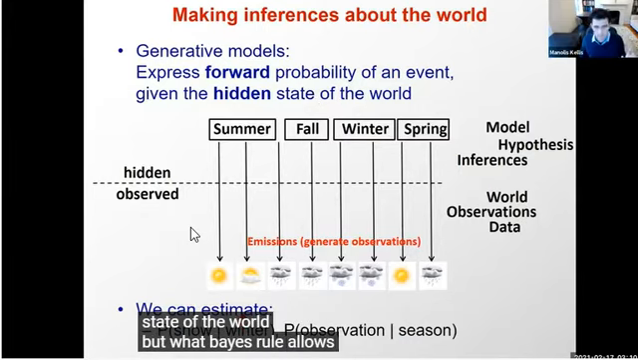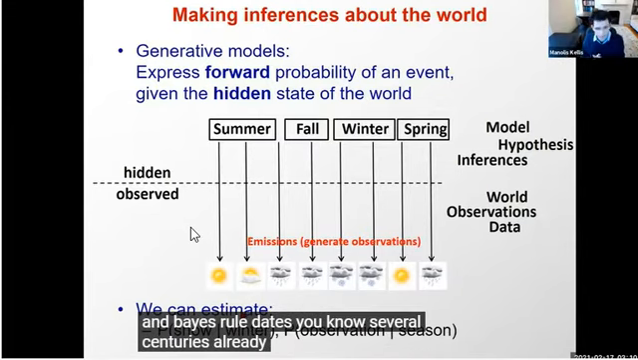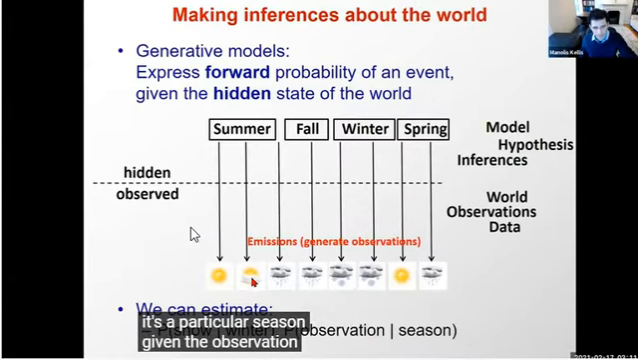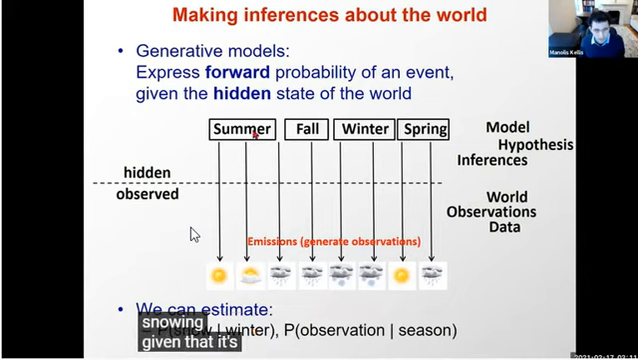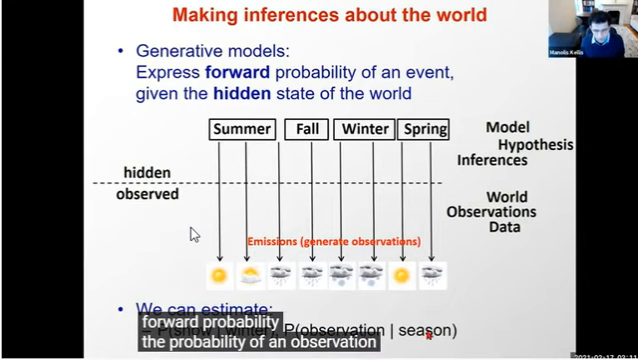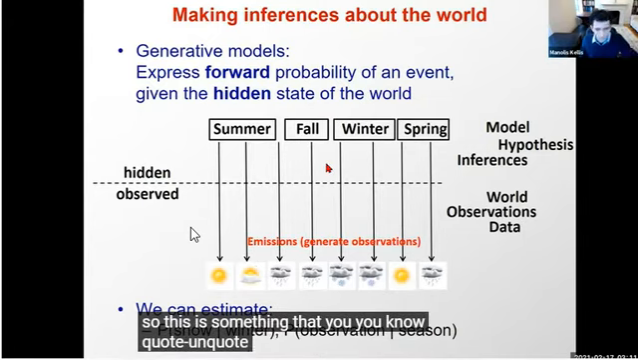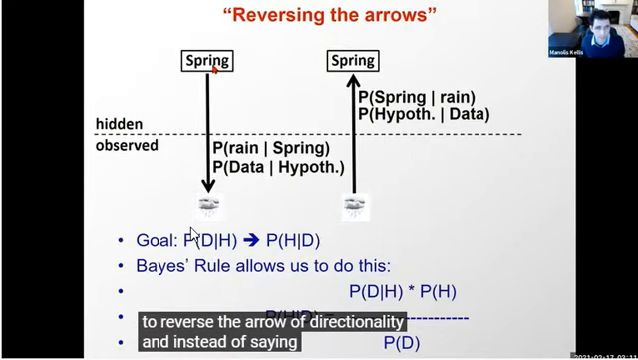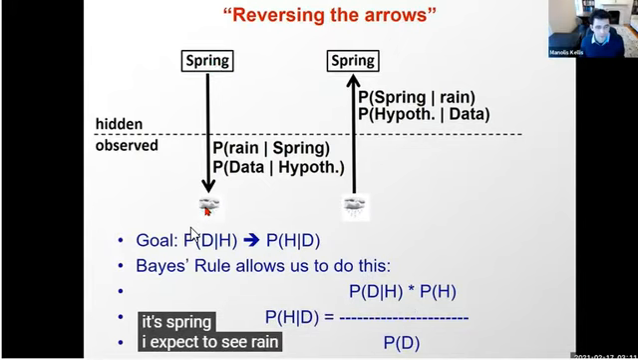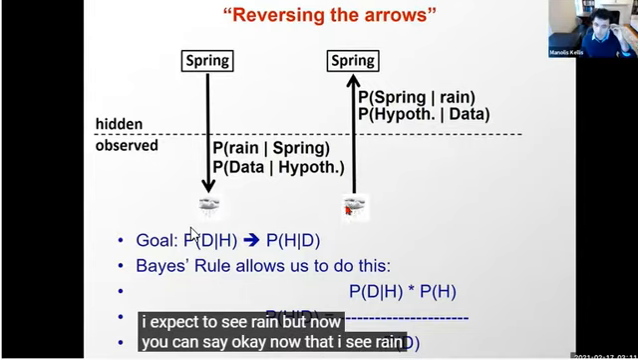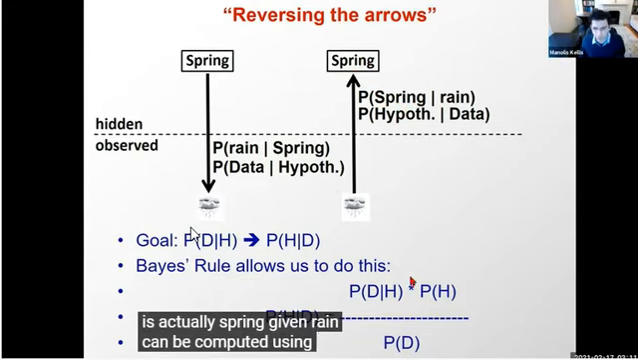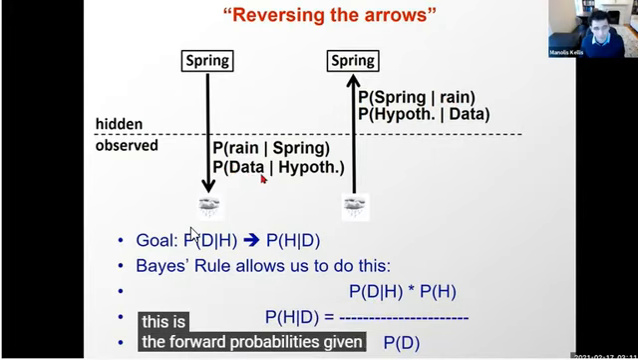But what Bayes' rule allows you to do, and Bayes' rule dates back several centuries already, is use these forward pointing arrows to estimate the posterior probability that it's a particular season given the observation. So you can estimate the probability that it's snowing given that it's winter. This is the forward probability: the probability of an observation given a season. This is something that you learn from a series of labeled observations. And then you can use that to reverse the arrow of directionality. Instead of saying, given that it's spring, I expect to see rain, now you can say, now that I see rain, my probability that the model of the world is actually spring, given rain, can be computed using Bayes' rule.